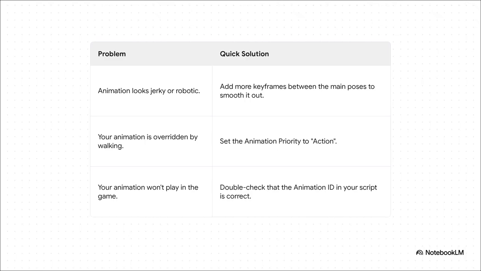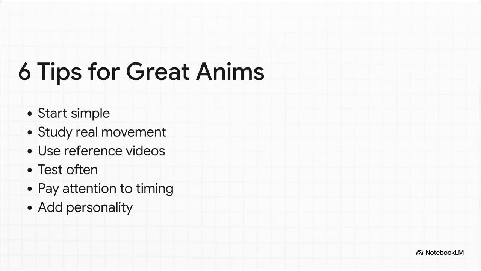If your awesome animation keeps getting canceled by walking, well, you already know the fix. Set that priority to action. And if it's just not playing in your game at all, 9 times out of 10, I promise you just have a small typo in the animation ID in your script. Double check that number. As you get better and better, keep these tips in your back pocket. Always start simple, just like we did today, and be a student of movement. Watch how people and things move in the real world.